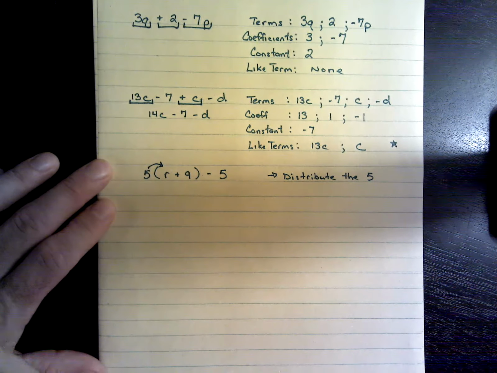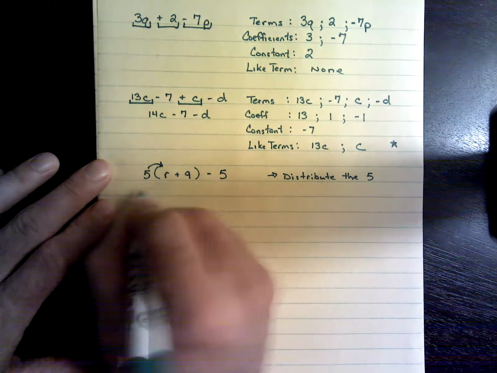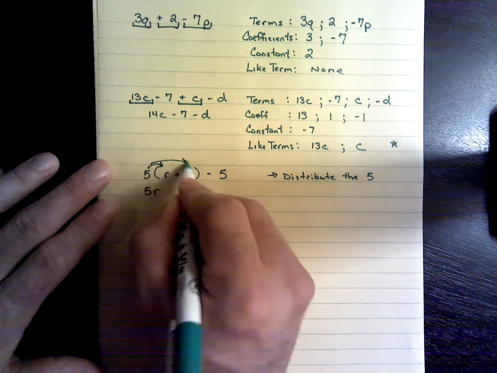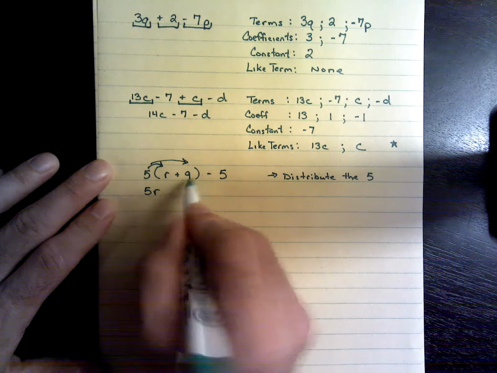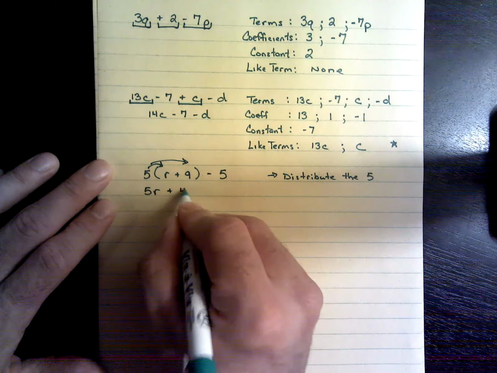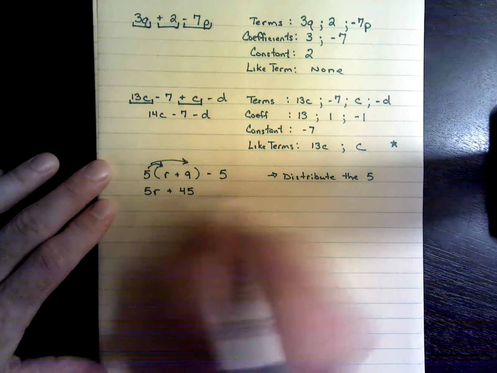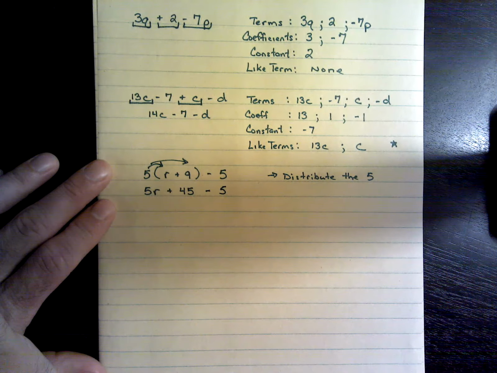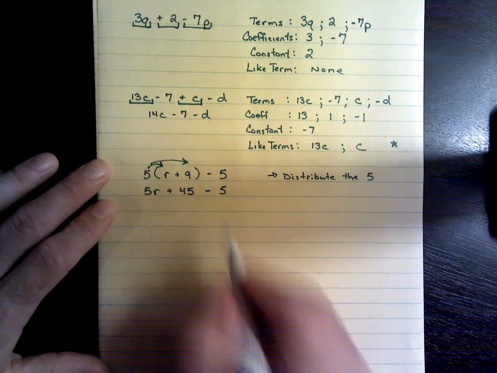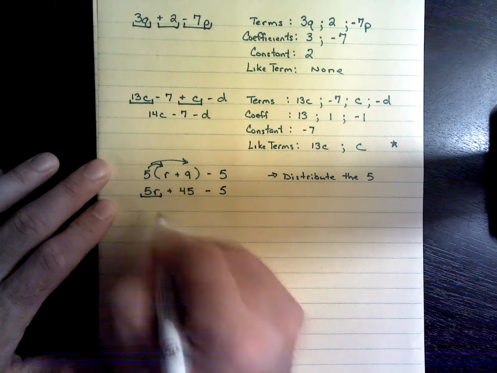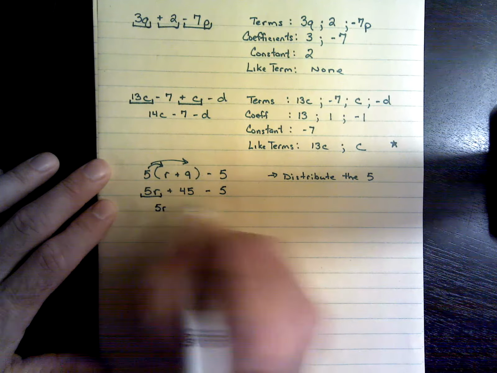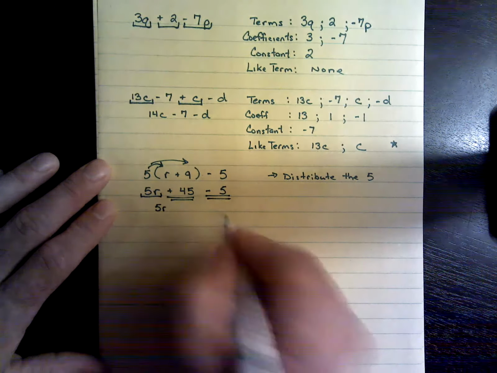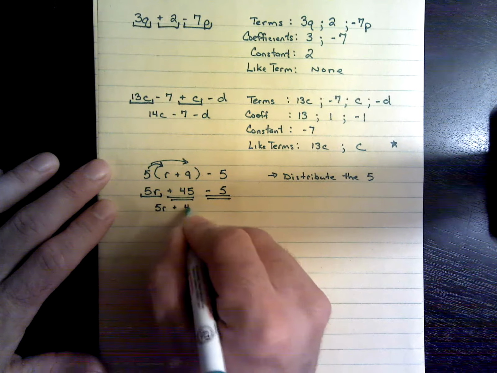To distribute the 5, we're going to multiply it by the first term. And 5 times r is 5r. Then we're going to multiply it by the second term. 5 times positive 9 is positive 45. And then this negative 5 is just going to drop down. Now, when we want to combine our like terms, the 5r has nothing to combine with. However, 45 and negative 5 would equal positive 40.